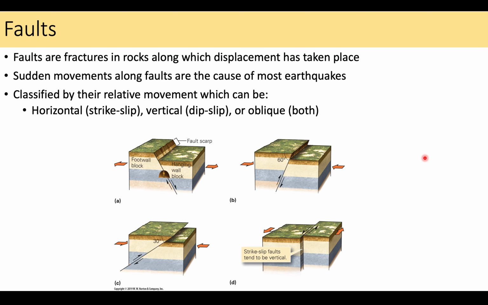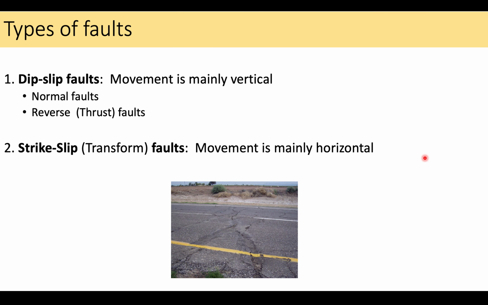So faults, I said there's many types. They are classified by the way that they move. So the relative movement from one side of the fault to the other. There's horizontal motion, there's vertical motion, or there's oblique motion, where there can be both. Horizontal motion we call strike slip. Vertical motion we call dip slip. So we're going to get into those in a little more detail.